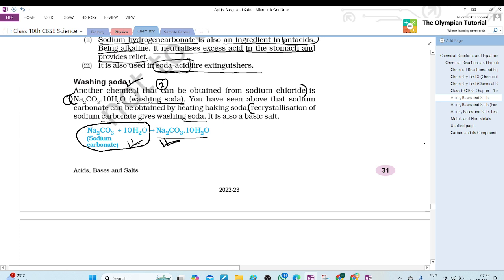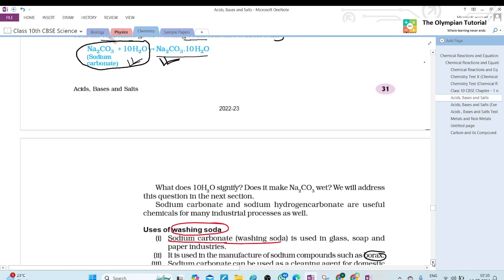After that, recrystallization of sodium carbonate gives washing soda, and it is also a basic salt. Okay, friends. So you got the point: washing soda can be obtained from sodium chloride. Recrystallization of sodium carbonate gives washing soda. It is also a basic salt. Students, underline it in proper way. Whenever you get time, you can prepare your notes.